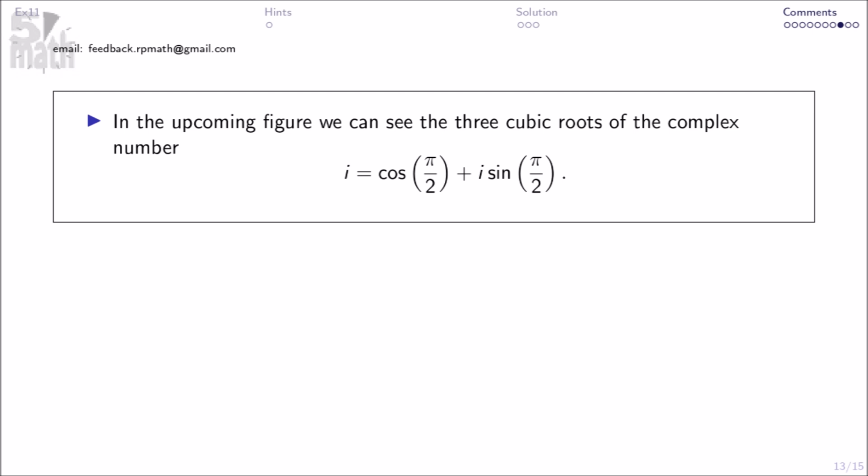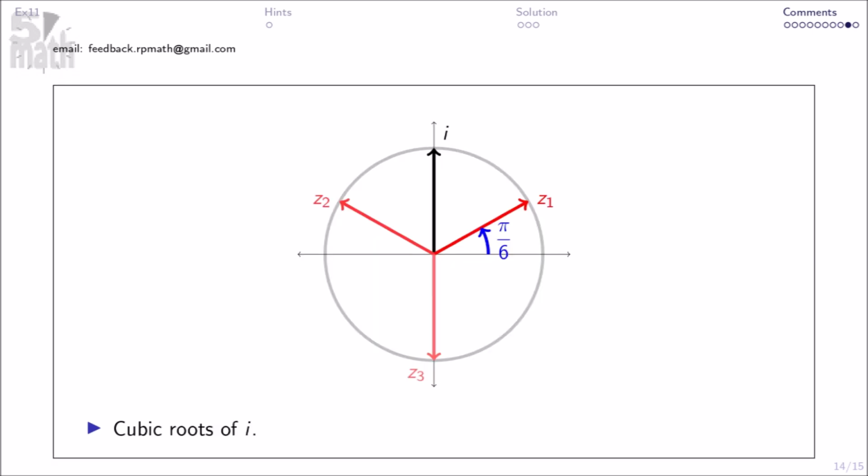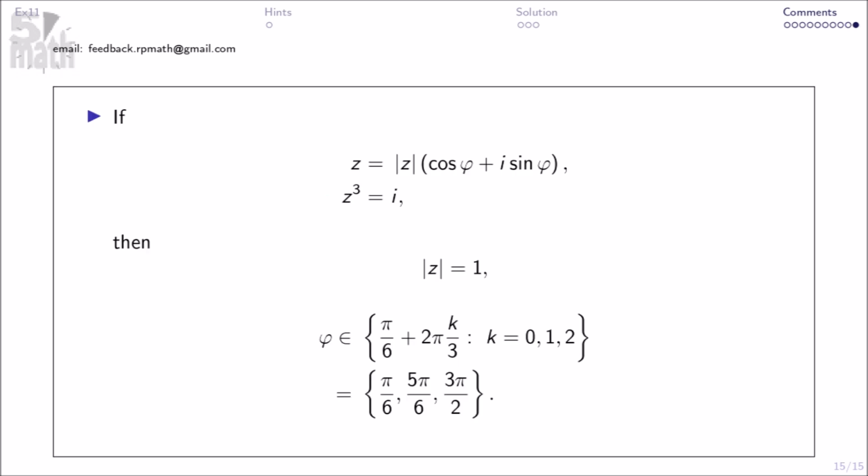In the upcoming figure, we can see the 3 cubic roots of the complex number i equals cosine pi over 2 plus i sine pi over 2. Cubic roots of i. If z equals the absolute value of z times cosine phi plus i sine phi, z cubed equals i, then the absolute value of z equals 1, phi is pi over 6 plus 2 pi k over 3, k equals 0, 1, 2, equals pi over 6, 5 pi over 6, 3 pi over 2.